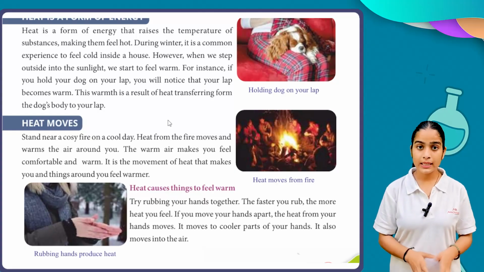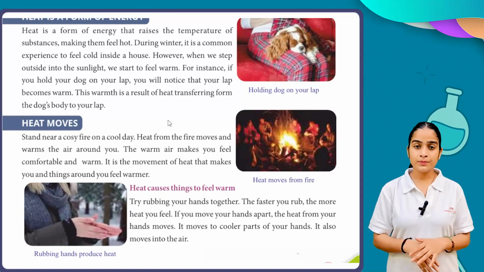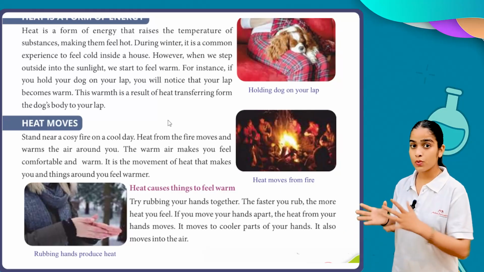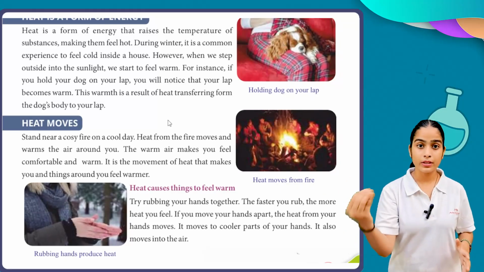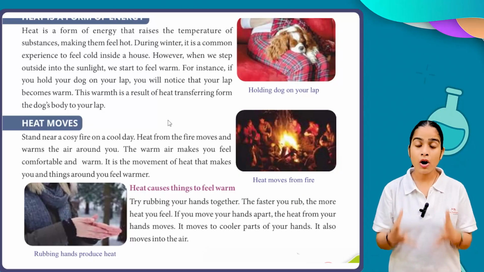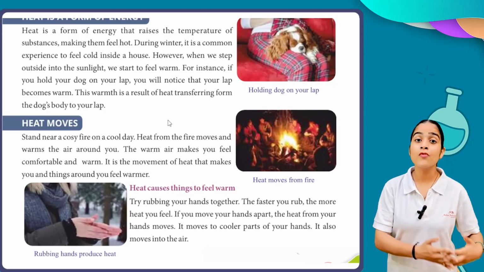So what we understand here is that in cold winter, we light a fire at one place, and if we stand near it, the air around that surface has hotness, it has heat. So this is basically the heat movement we have.